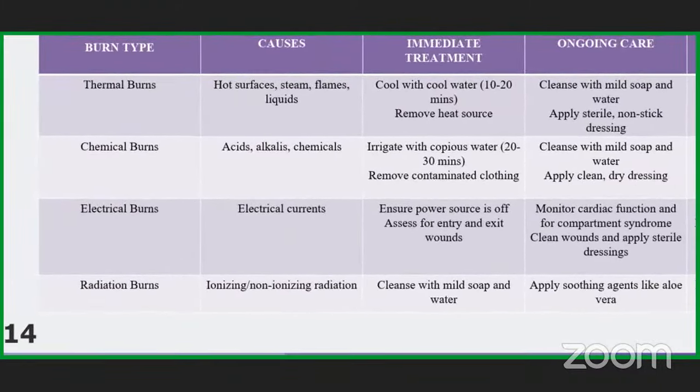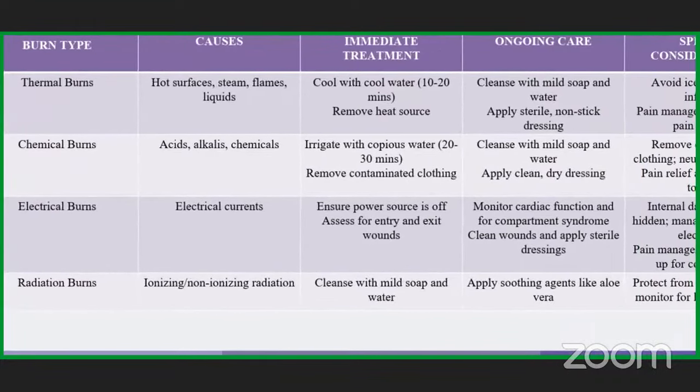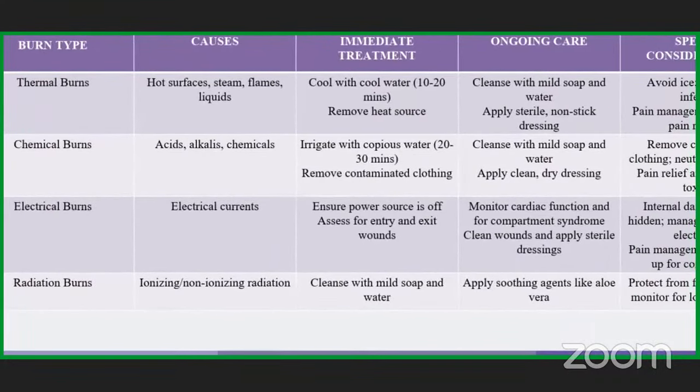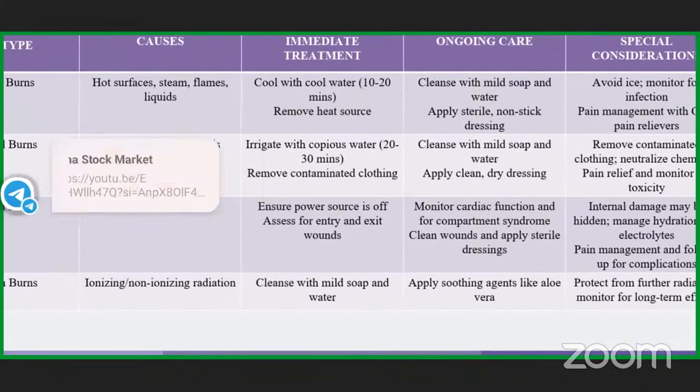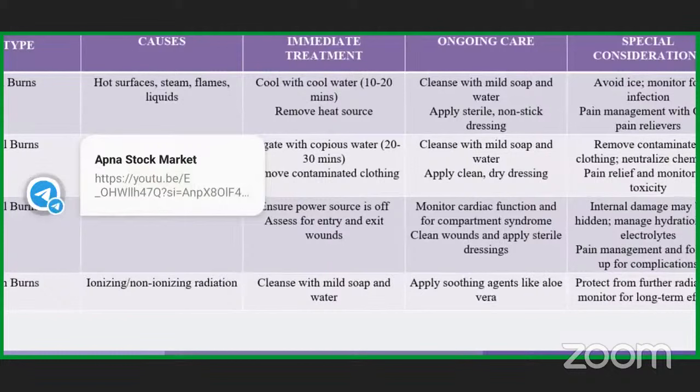Electrical burns: electrical current is the cause. Ensure the power source is off, assess for entry and exit wounds. Separate the patient from the energy source immediately and take him or her to a safe area. Ongoing care: monitor cardiac function and for compartment syndrome, clean wounds and apply sterile dressing. Yes, you need to monitor cardiac function.